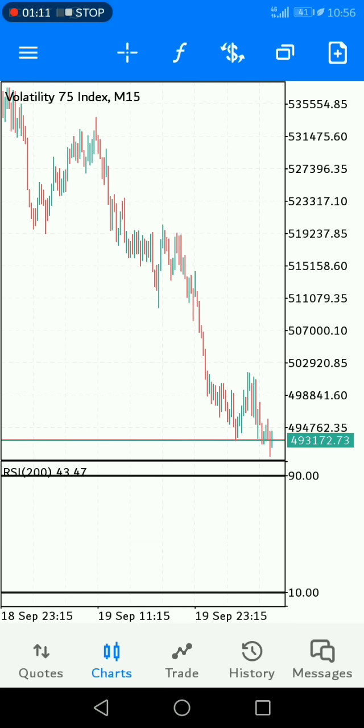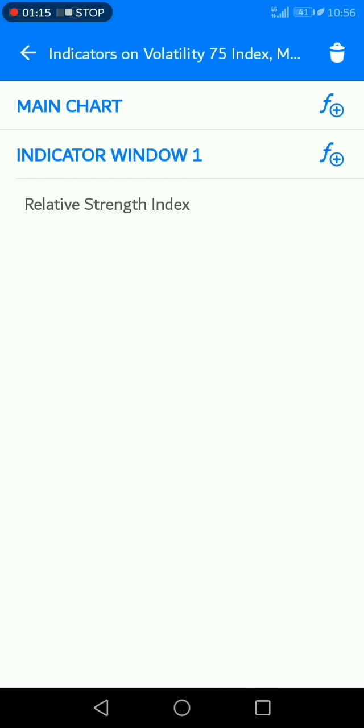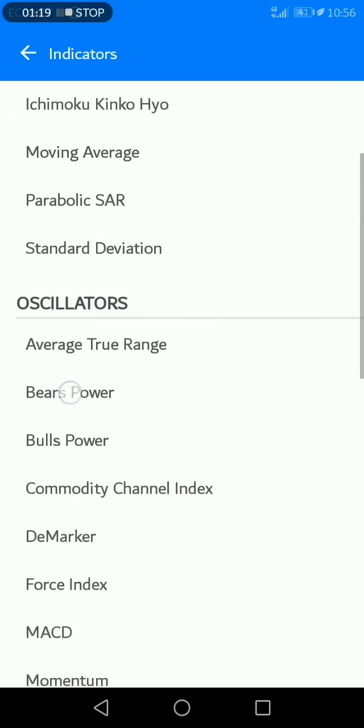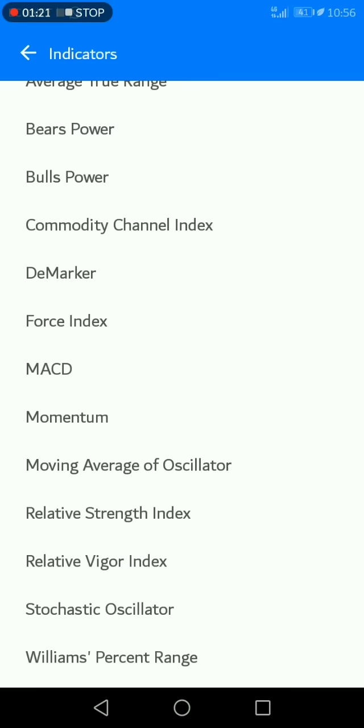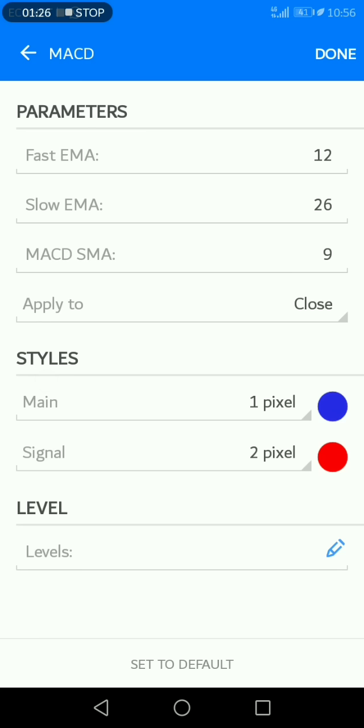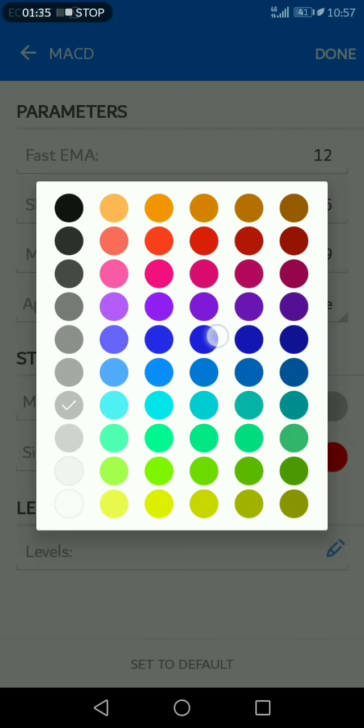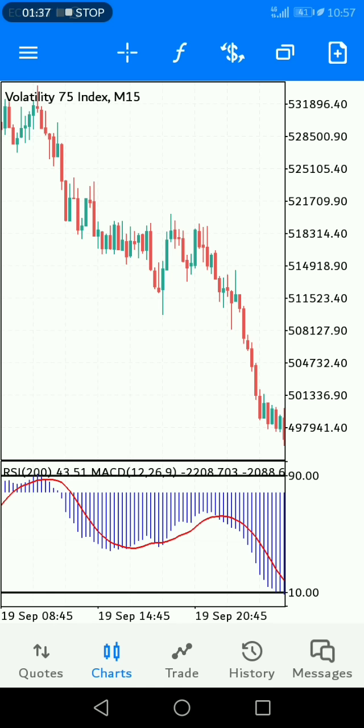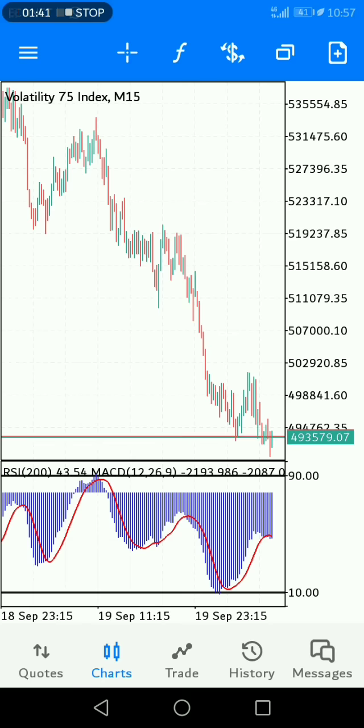So what you want to do here is go back to the window of indicators and go to indicator window 1. Now you want to click on the MACD. MACD, moving average convergence divergence. You click on there and make sure everything is on default. Don't change anything. You can just come here and click set to default. What I'm just going to change here is the color, just like blue, and then I'll click done. Now I will have my MACD on top of the RSI, right? On top of the RSI.